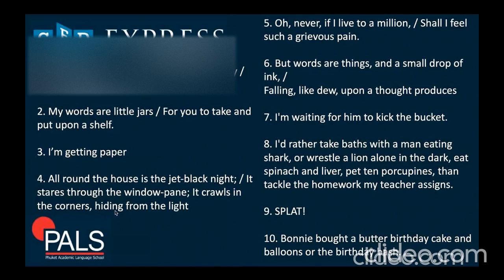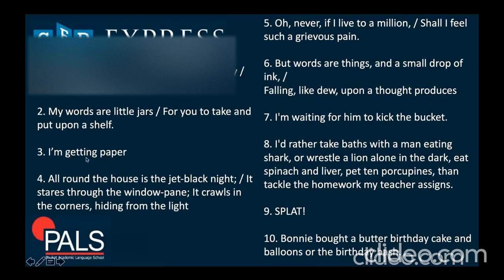Okay, so he would write, but his hours are as busy as bees in the sun. If you thought that was a simile, then you are correct because of the words as here and as here. Right. My words are little jars for you to take and put upon a shelf. If you guessed that is a metaphor, it is a metaphor because it's kind of like a simile. It makes the comparison, my words are little jars, but it's done more directly without the words like or as being used in the expression.